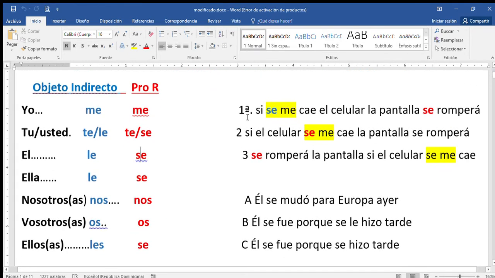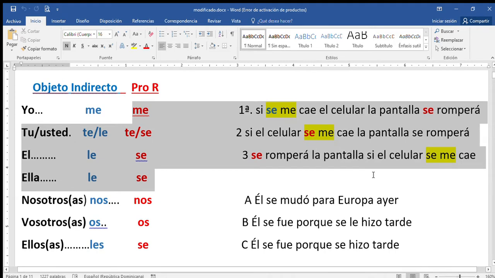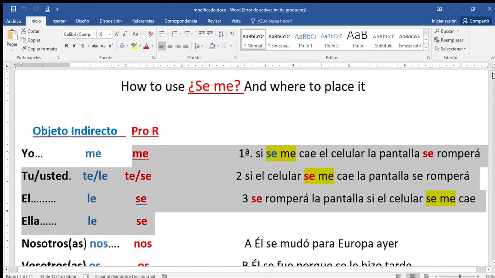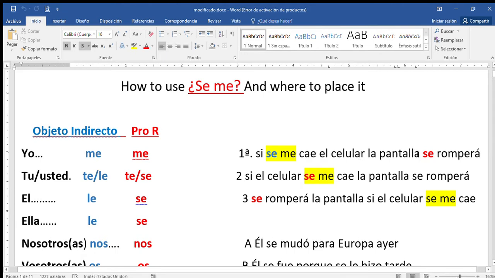And here we got some samples where we can use reflexive pronouns. Here it says, number one, si se me cae el celular, la pantalla se romperá. Then we have number two, si el celular se me cae, la pantalla se romperá. Number three, se romperá la pantalla si el celular se me cae.